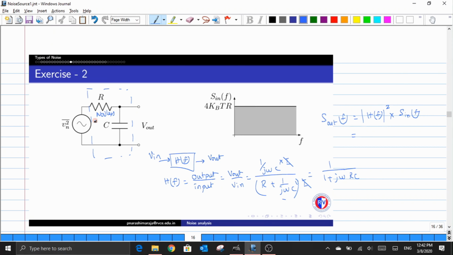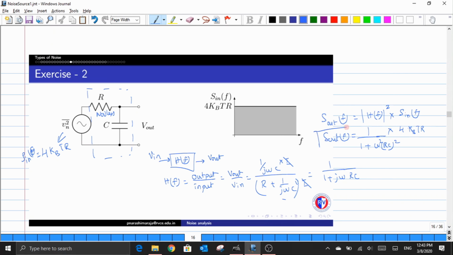Now we know that this noise component, which is a voltage component, will have a power spectral density given by 4 kB T times R, and this is the spectrum of S sub in of F, so that we can just plug in here 4 kB T times R. We also know that this quantity is taken under the modulus and then squared, and because of that one could write it as something like 1 by 1 plus omega square RC square. Okay.